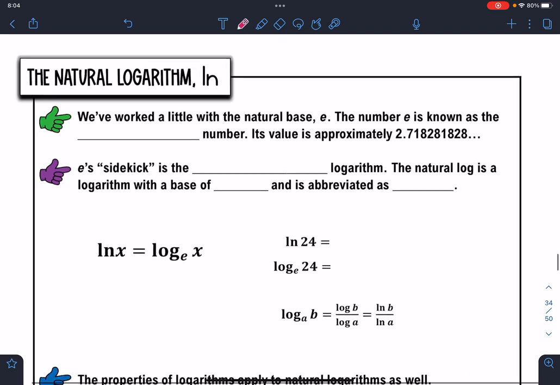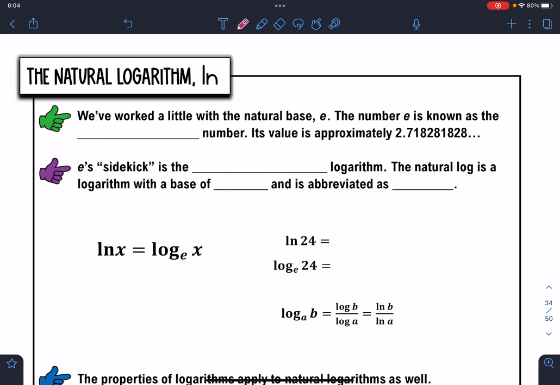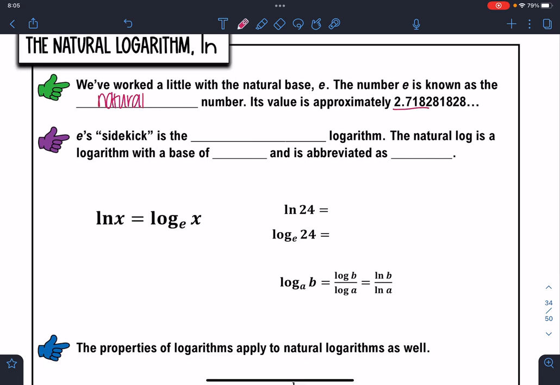So let's talk now about the final way that we can see a logarithm, and this is the natural logarithm, ln. So if you see ln, that is a logarithm, and it is involving the number e that we talked about. The number e is known as the natural number, and its value is approximately 2.7182, and so on. I would just memorize 2.7182. Just like with pi, you don't really need to know more beyond 3.14159. Not super necessary.